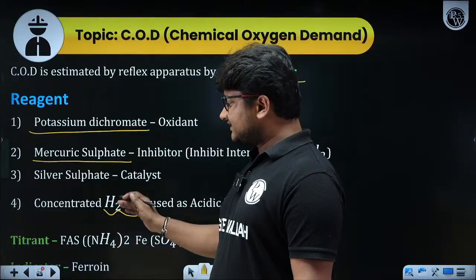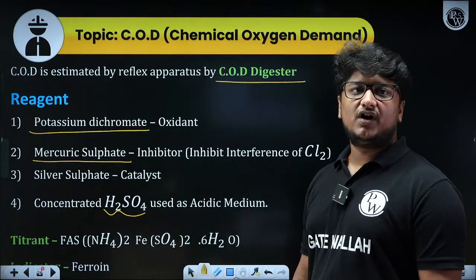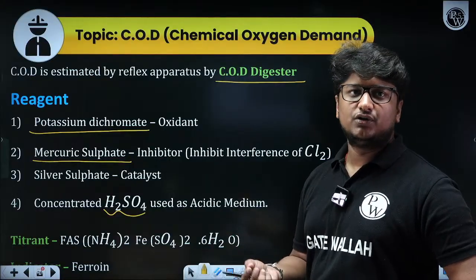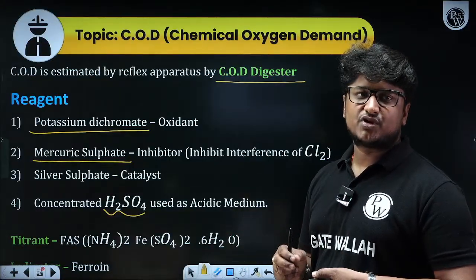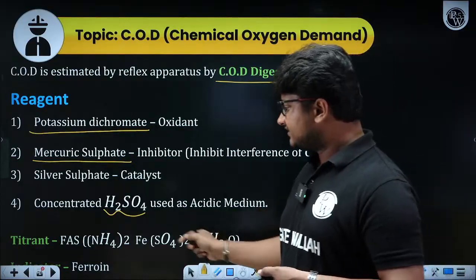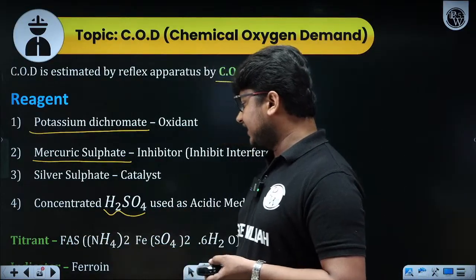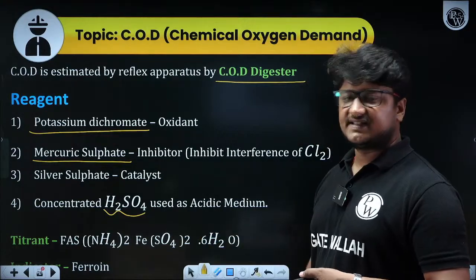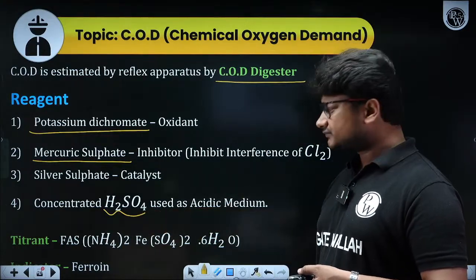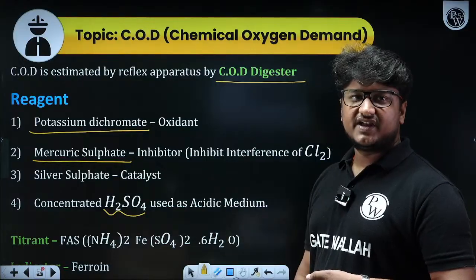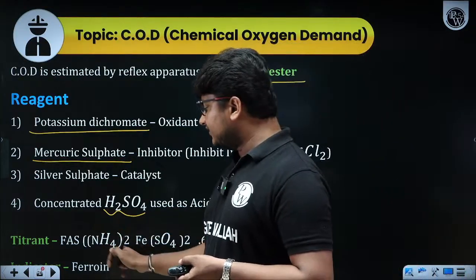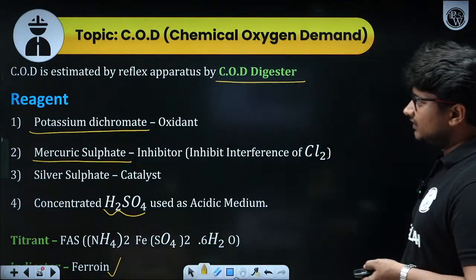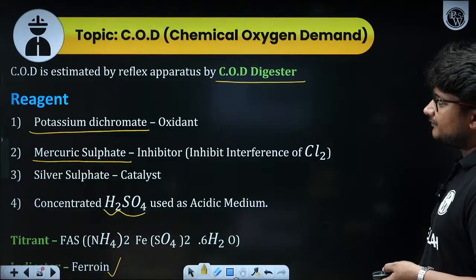Now, once the sample is ready, then you have to go for the titration process. In a titration process, you already know two things are important. One is the titrant, which is here ferrous ammonium sulfate, (NH4)2Fe(SO4)2.6H2O. In short, we write it FAS. So that will be the titrant which we are using, and the indicator will be ferroin. The ferroin indicator is what we are using for the titration process.